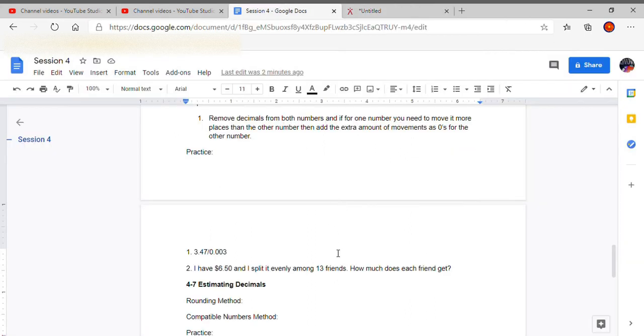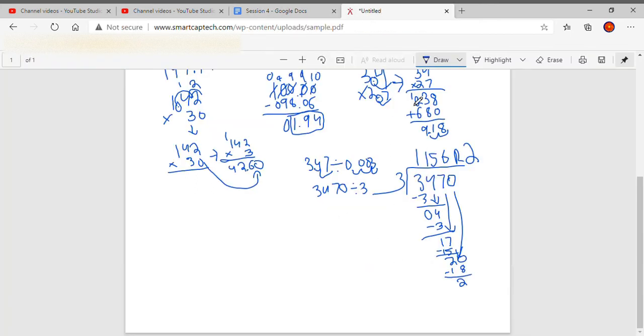We can write equals 1,156. R stands for remainder 2. So that's our answer. We write remainder 2 because that's how much we have left at the end, and then 3 cannot go into 2.